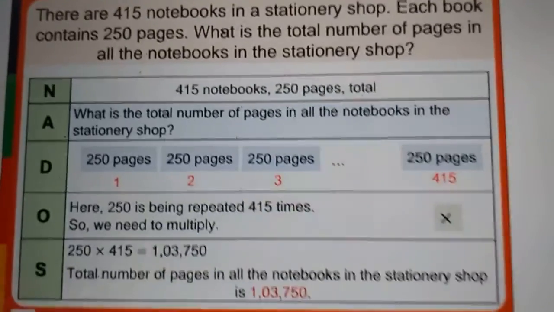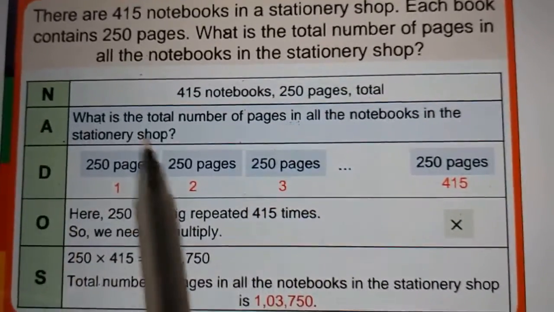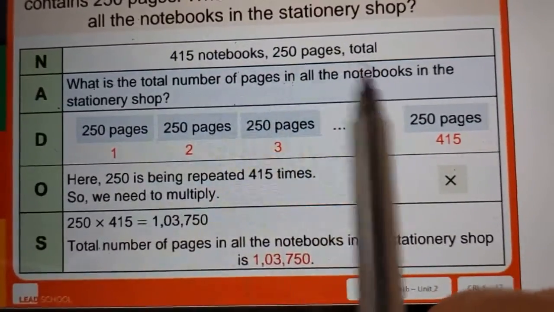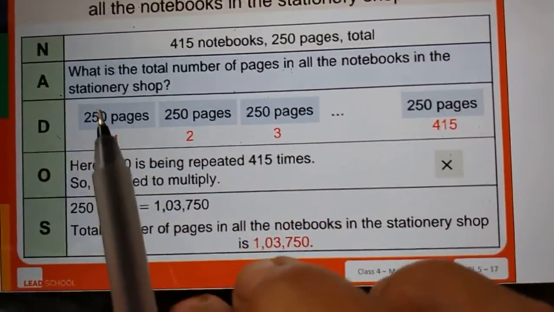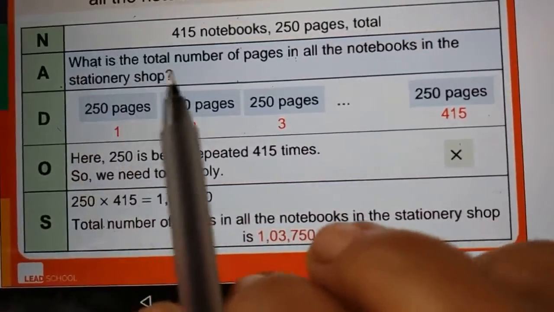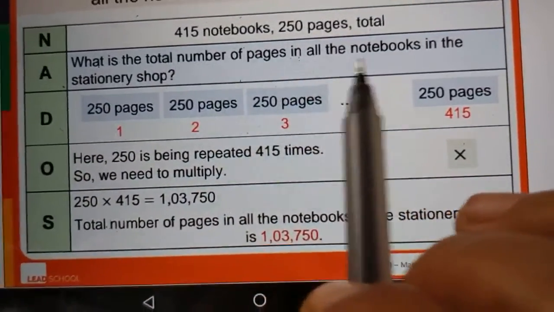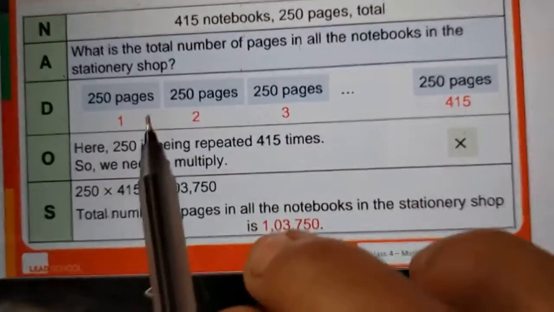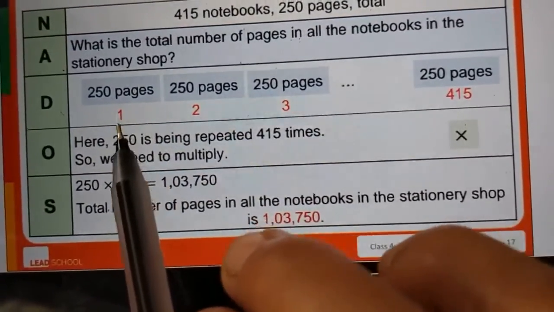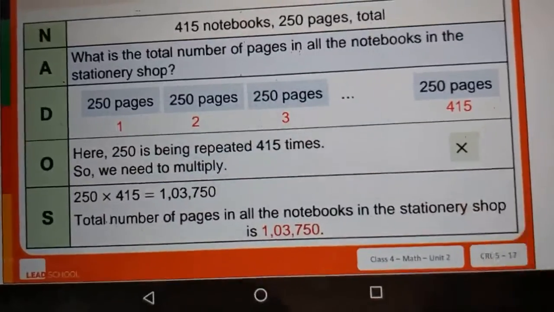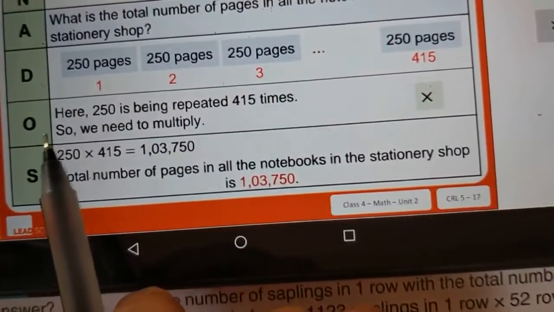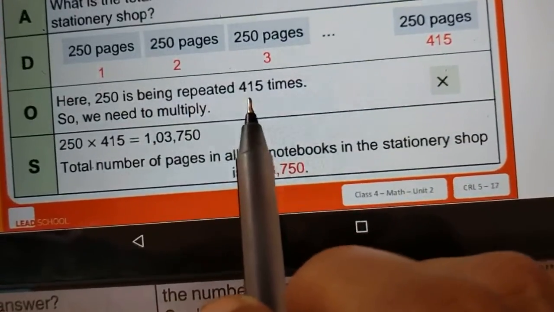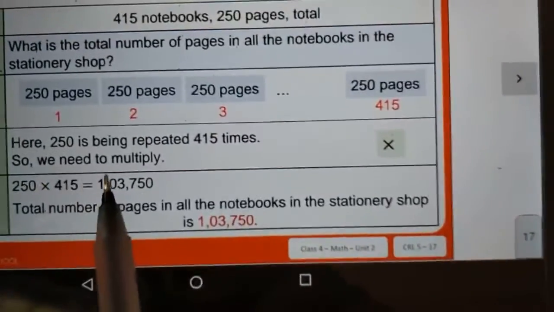So students, first of all we have to find the numbers and keywords. The numbers are 415 notebooks and 250 pages. Then what are they asking in the question? They are asking what is the total number of pages in all the notebooks in the stationery shop. We have to draw here 250 pages, still 415 notebooks. Then for the operation, here 250 pages are being repeated 415 times, so we need to multiply.